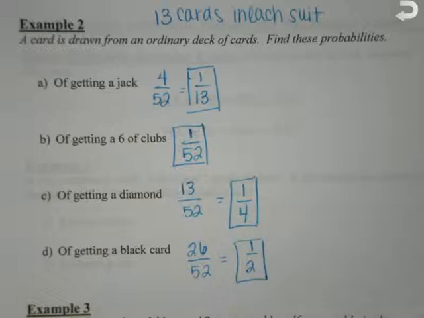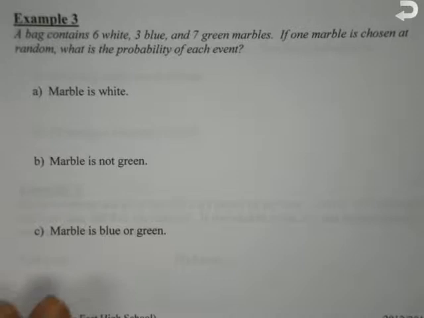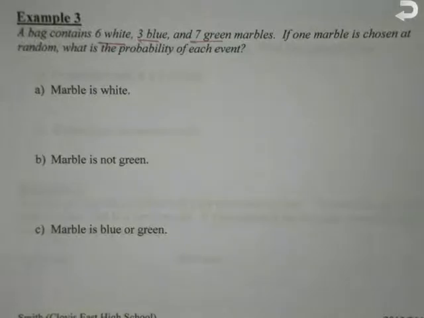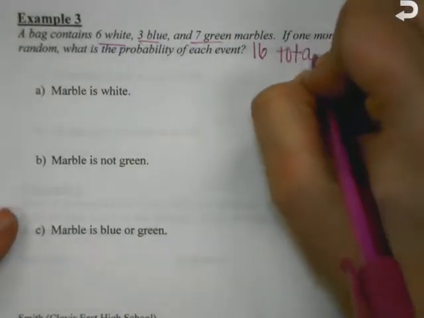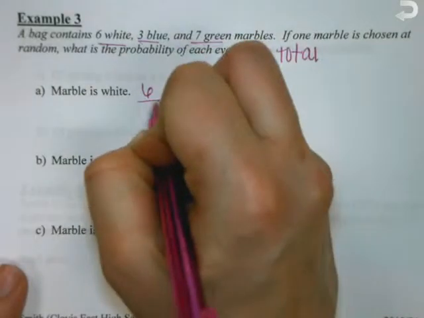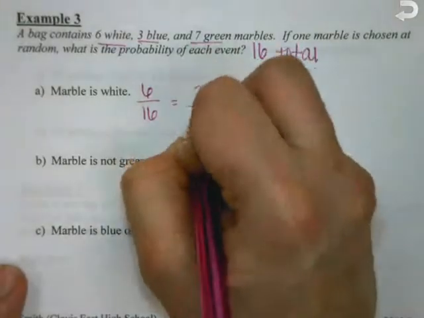Okay, so let's look at our last example, which is marbles. I have a bag and it contains some marbles. There are 6 white marbles, 3 blue marbles, and 7 green marbles. How many total is that? 16. With these types of problems, I always write the total so I don't have to keep adding it up or memorize how many are in my bag. So what is the probability that the marble is white? How many white marbles are there? Good, 6 out of 16. That does reduce by 2 to 3/8.